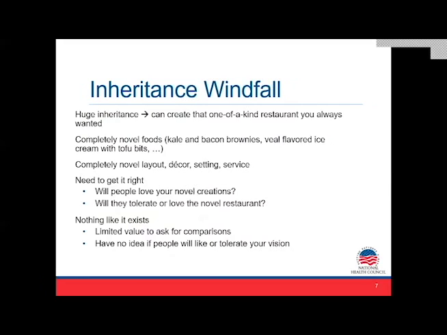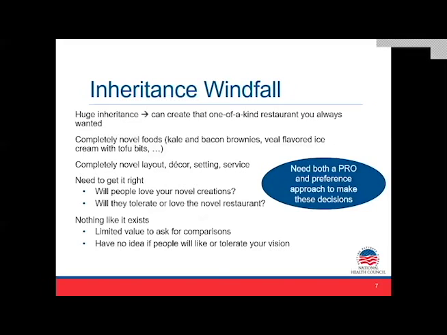However, for the restaurant layout and decor and so on, you can't build 20 different versions of the restaurant. You get to build one. And you can't wait until you build it to see how people react. You need to do something akin to a preference study for people to tell you what they think about different types of restaurant layouts and so on. This is an example where you need both a PRO and a preference approach to make these decisions.